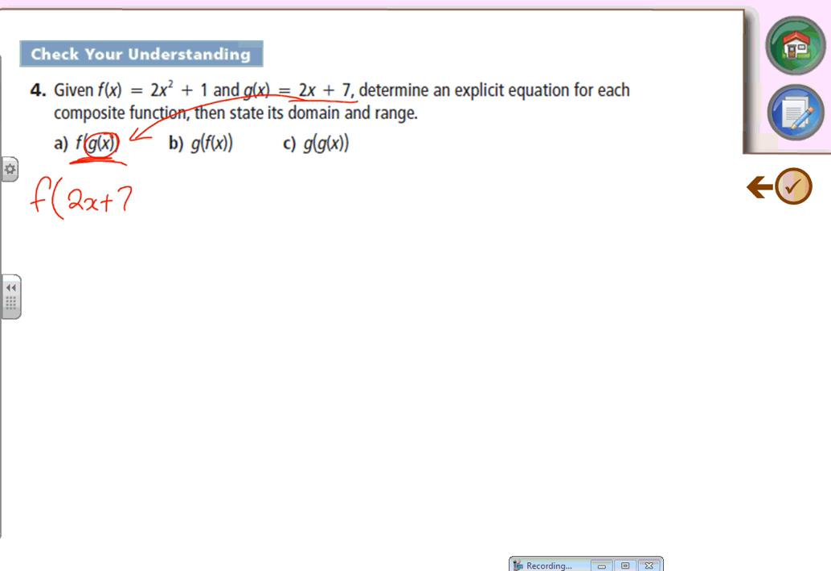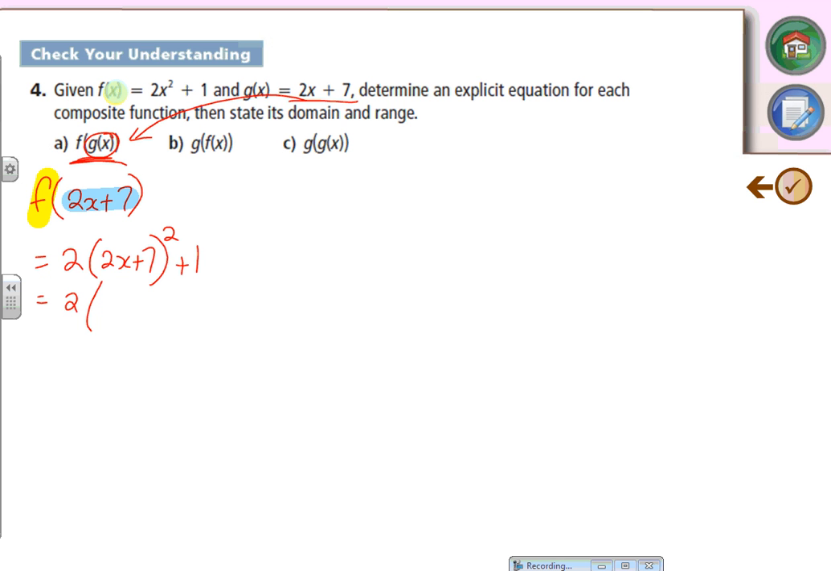So now this just says wherever you see an x in the f equation, instead of the x, put 2x plus 7 into that spot. So then we've got 2 times, oh, there's an x, so I put 2x plus 7 in there, square it, plus 1. And then I work it through. 2 times, expand this. This is not 4x squared plus 49. That's a scourge on humanity.